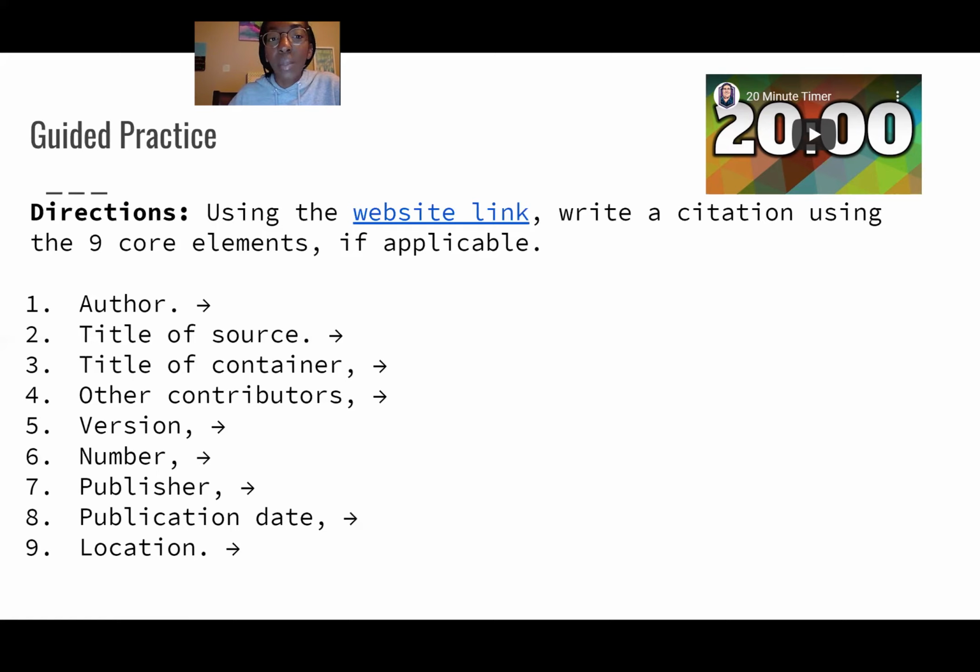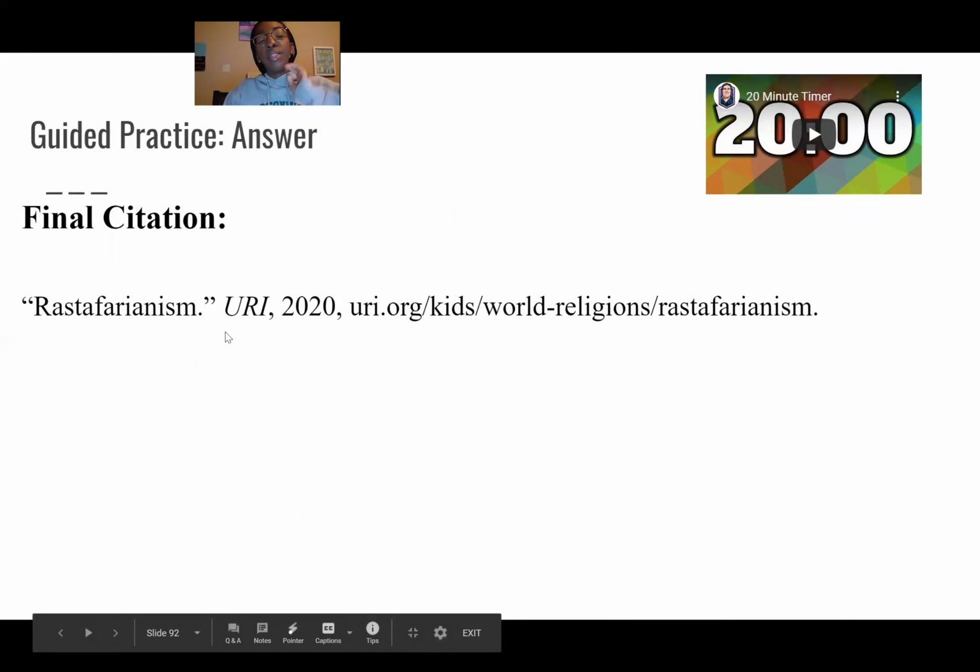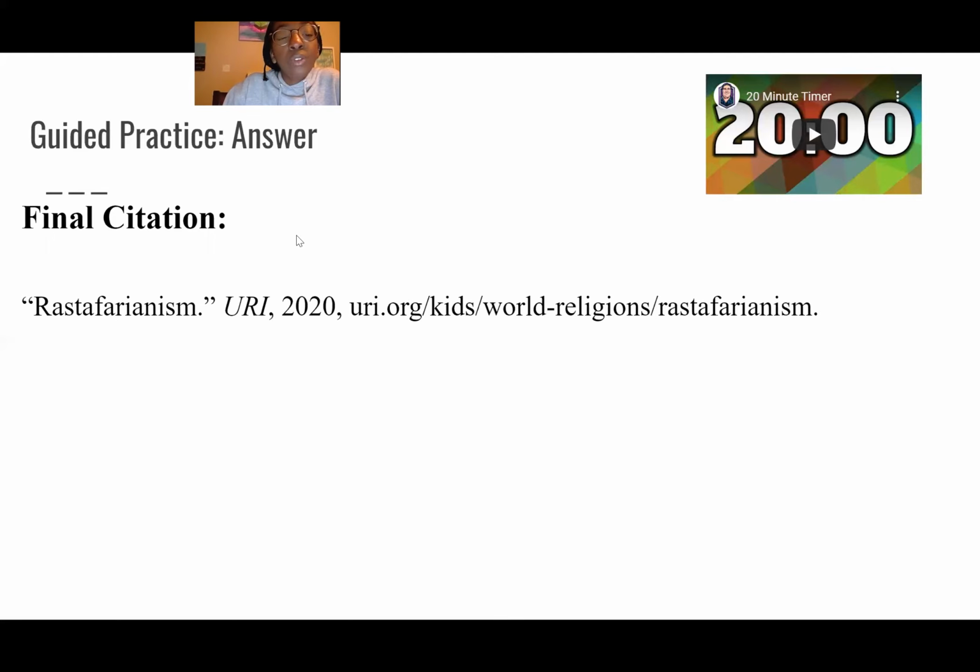All right, so welcome back. You should have taken some time to look at the website on Rastafarianism and identify the 9 core elements from that website in order to create a citation. And you should have come up with a little something like this. If you noticed, this one looks very different from my example because there are no authors listed on the website. And like I said before, you're not always going to be able to fill out every single core element, and that is okay, but you want to get as much information as possible. And this is all that was provided.